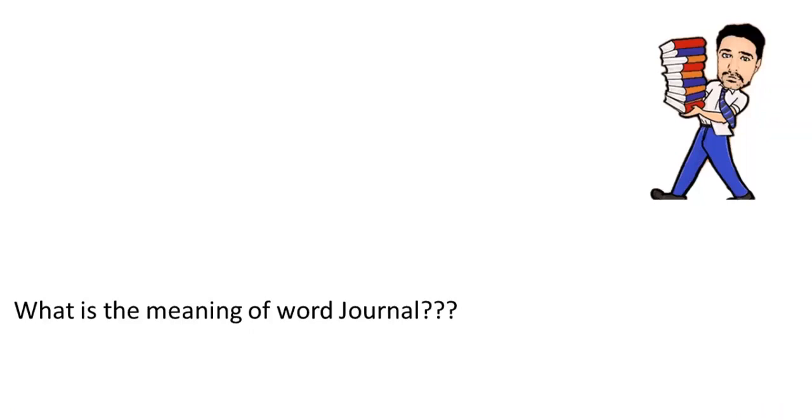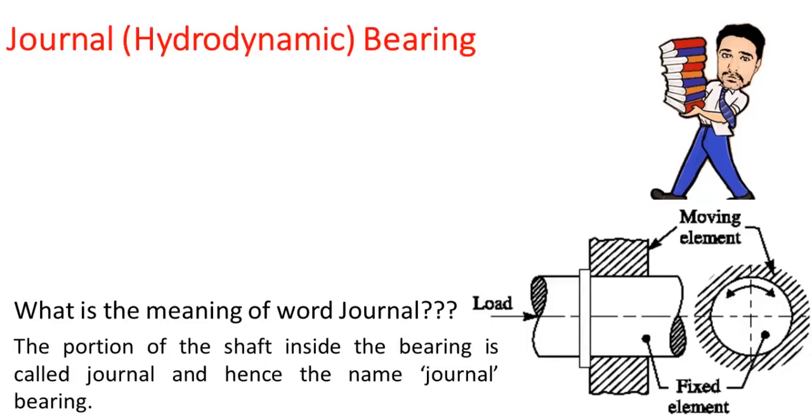Now, what is a journal and what is a shaft? The portion of the shaft which is inside the bearing is called the journal. When it is outside the bearing, it is called the shaft. The journal bearing is a sliding contact bearing which works on hydrodynamic lubrication and which has load in the radial direction. You can see in the diagram the load is applied in the radial direction. So when the load acts perpendicular to the direction of motion, such a bearing is called a journal bearing.